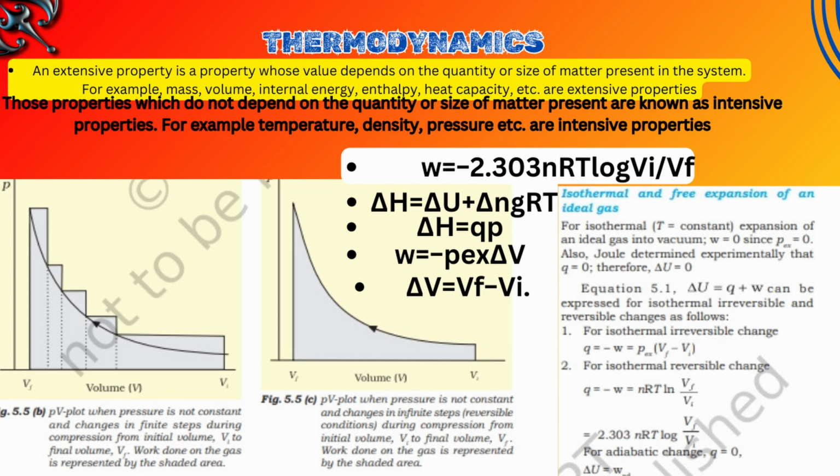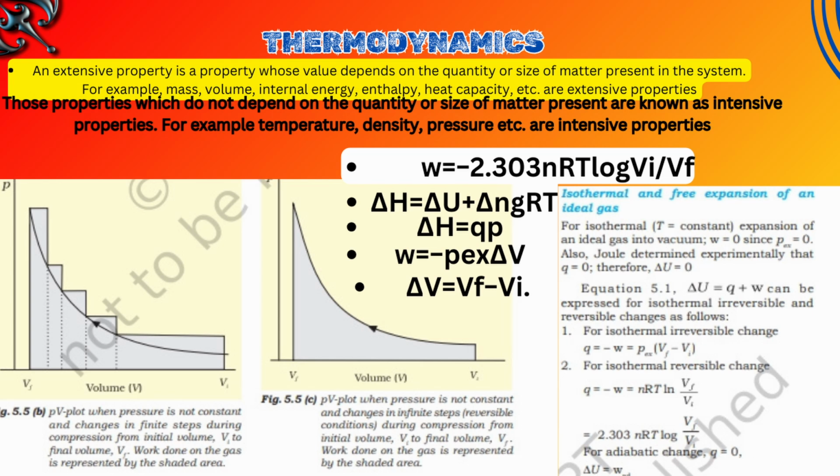For an ideal gas undergoing isothermal reversible expansion, where PV = nRT, the work done is W = -2.303 nRT log(Vf/Vi). In free expansion, where the gas expands into vacuum, Pex = 0 and no work is done.